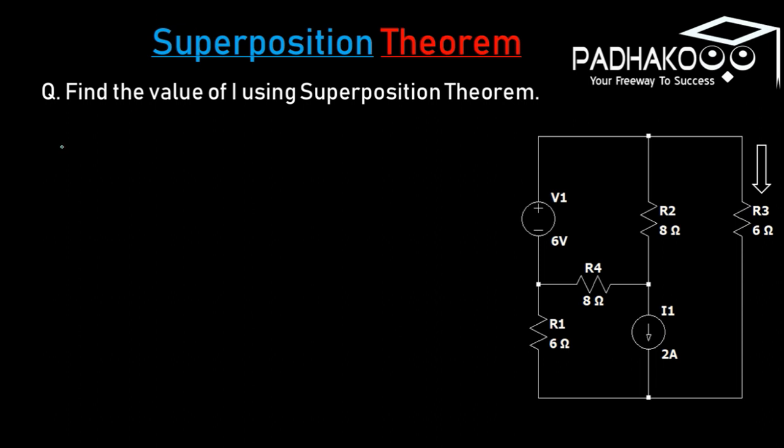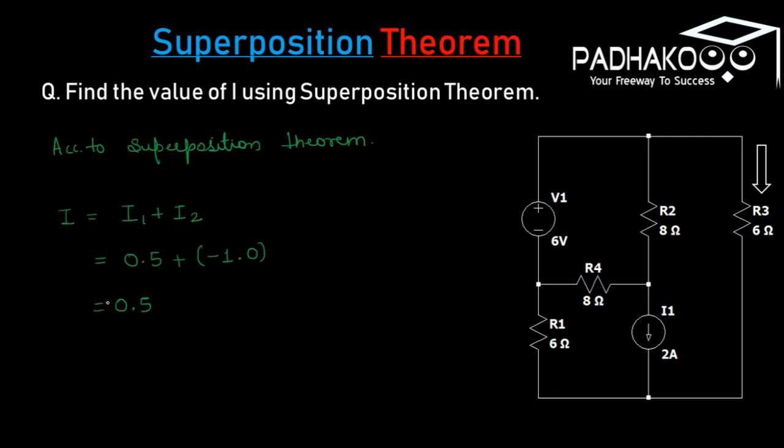Now according to the superposition theorem, we have to add these two individual responses to get the total response, the response obtained from case 1 and the response obtained from case 2. So I equals I1 plus I2, where I1 is 0.5 with the sign plus, and I2 is 1 ampere with the sign minus. So we have a current of minus 0.5 ampere. It is opposite to the direction we assumed, so the current is flowing with a magnitude of 0.5 ampere in the upward direction.